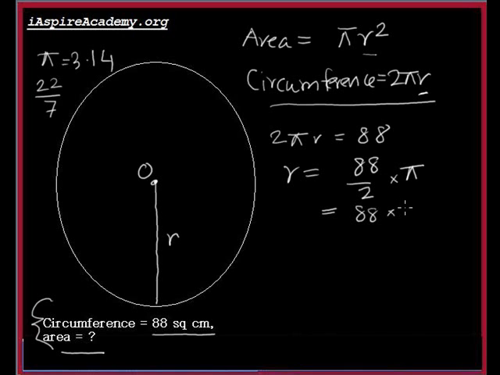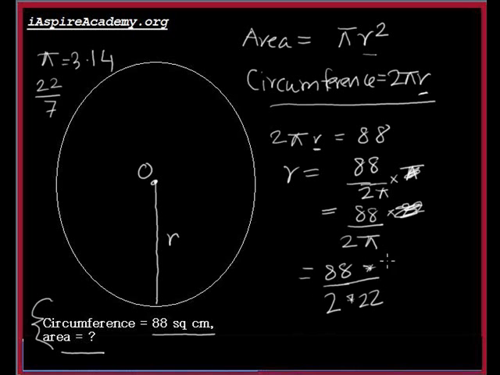So in this particular case, okay, I made a mistake here. r is 88 by 2 and pi should be underneath. So 88 by 2 times 22 by 7. So 7 goes up. So now 88 by 44 is 2. So r becomes 2 times 7, which is 14.